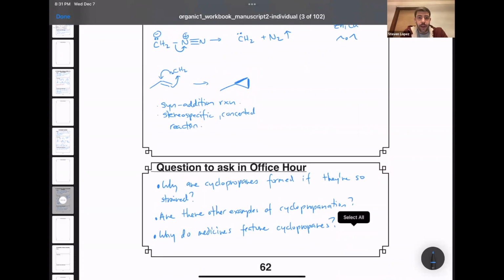Okay, some questions you might want to ask in office hours. One, why are cyclopropanes formed if they're so strained? Remember that cyclopropanes have angle strain and torsional strain. Two, are there other examples of cyclopropanation reactions? And three, why do medicines feature cyclopropanes? A lot of pharmaceutical companies build cyclopropanes into their drugs and have better activity and show better binding to their targets and overall activity.